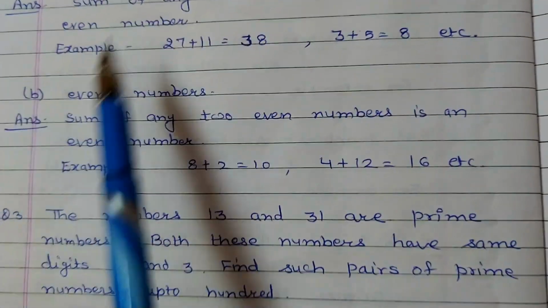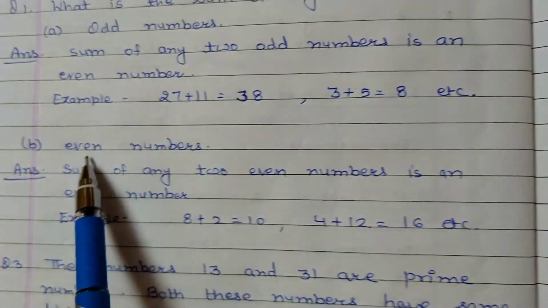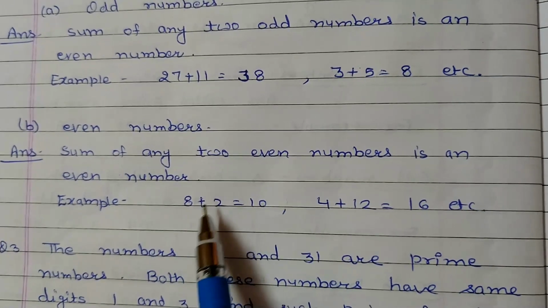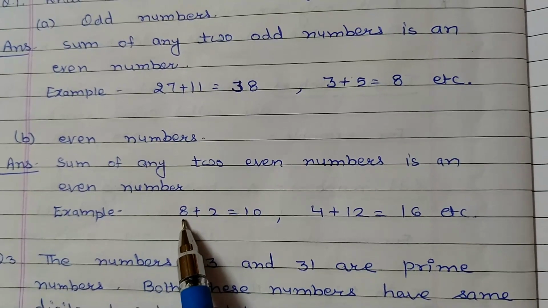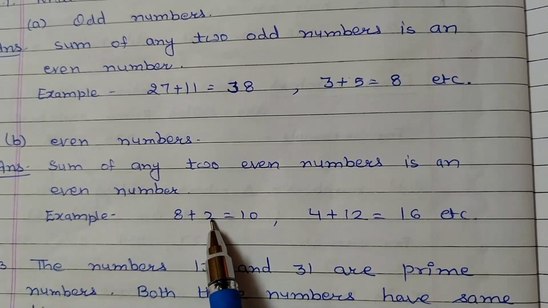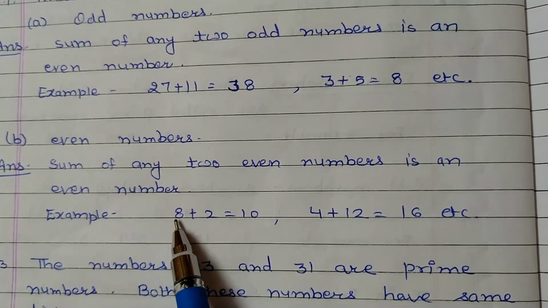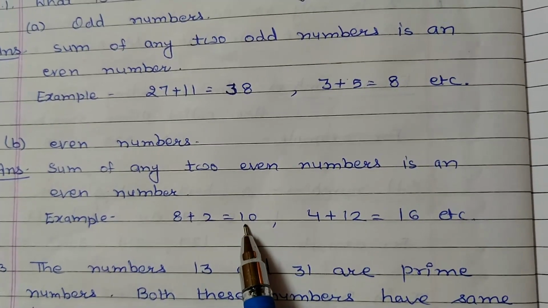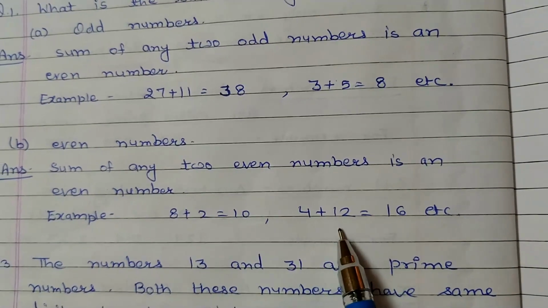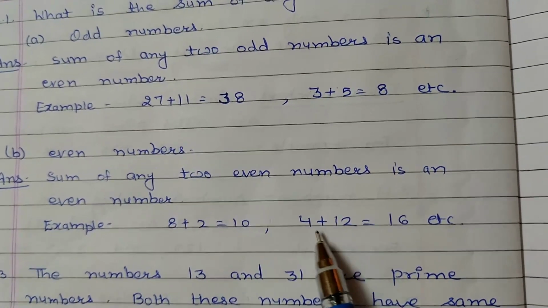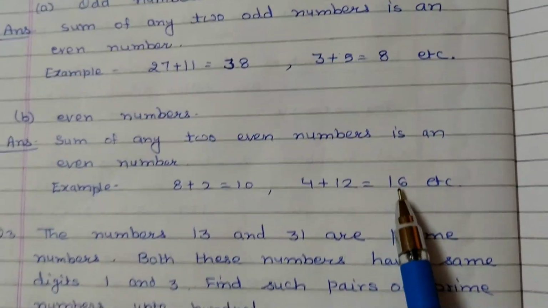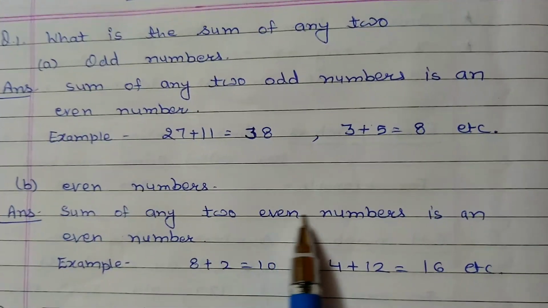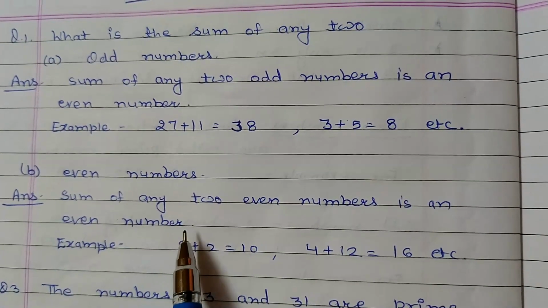Now its second part, what is the sum of any two even numbers? Now both the numbers we have to take as even numbers. So here I am taking the first number as 8 and the second number as 2. If I add 8 and 2, I will get 10, and 10 is an even number. In the next example, I am taking 4 and 12. Their sum is 16. 16 is also an even number. So see this, if we add any two even numbers, we get an even number.